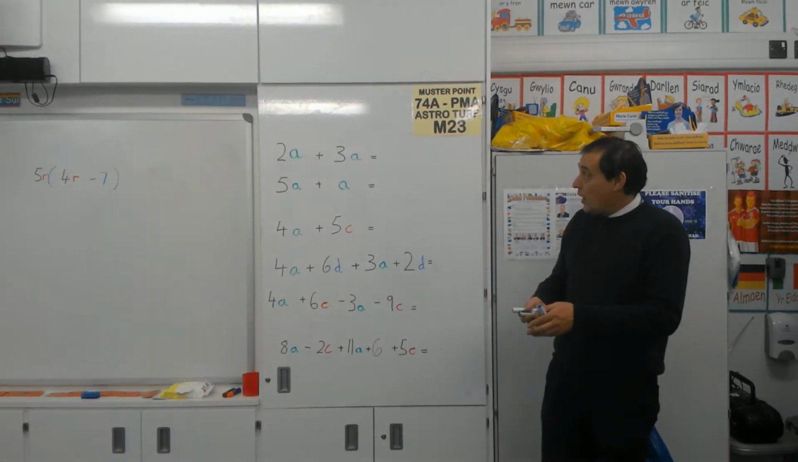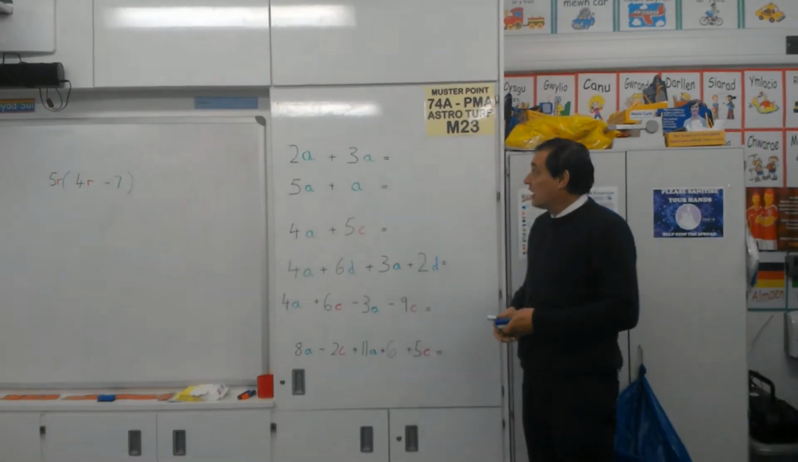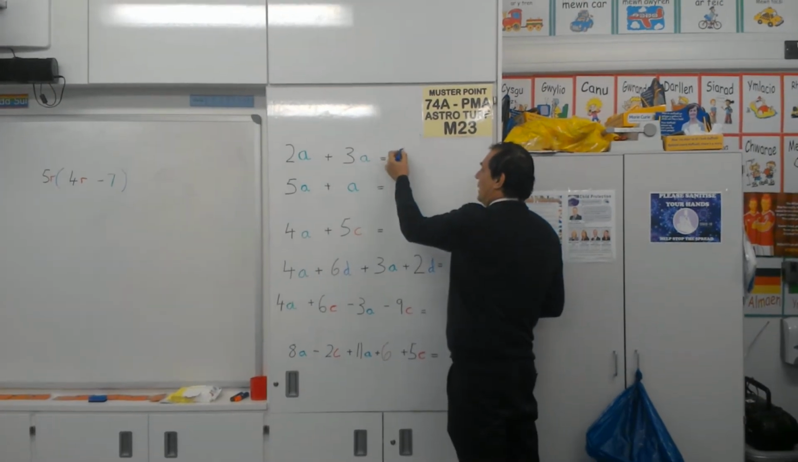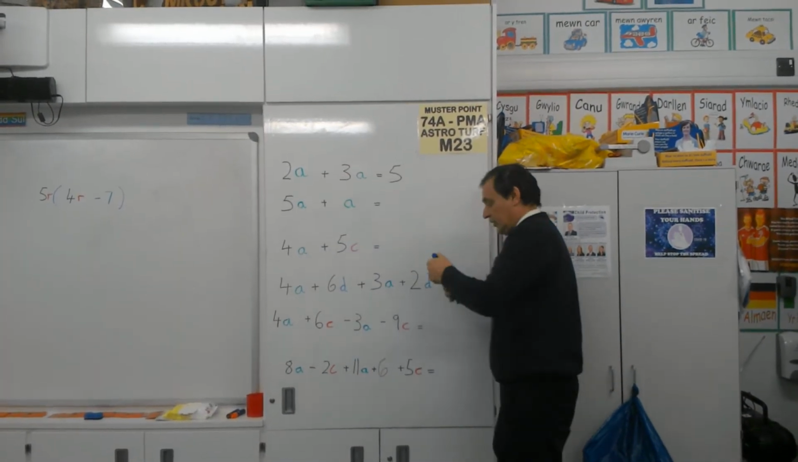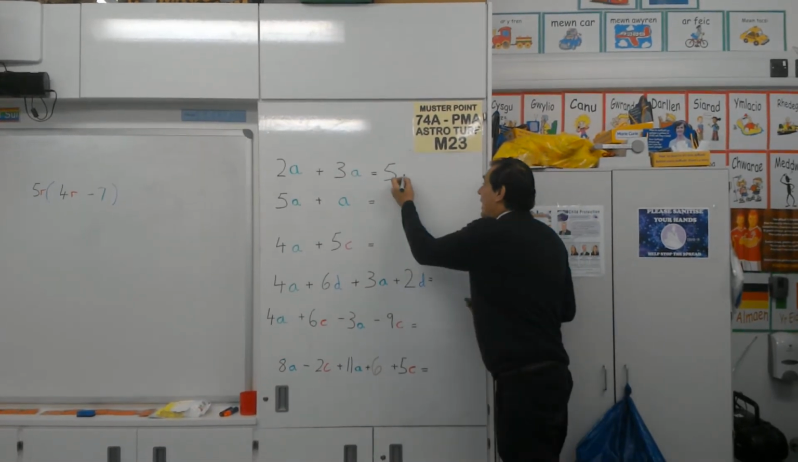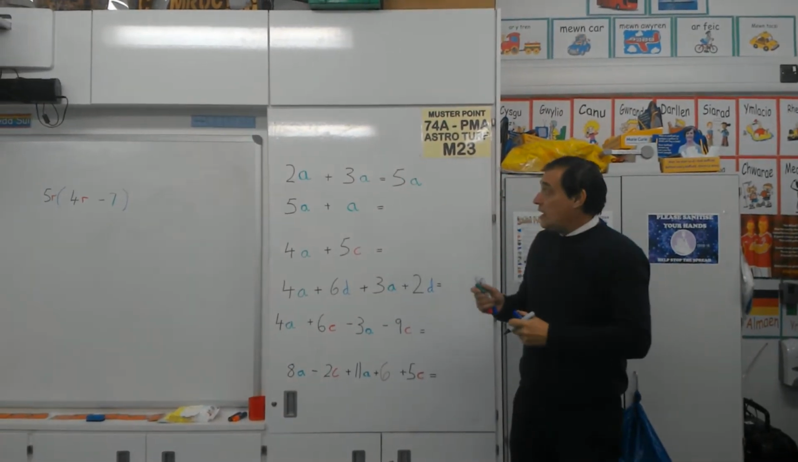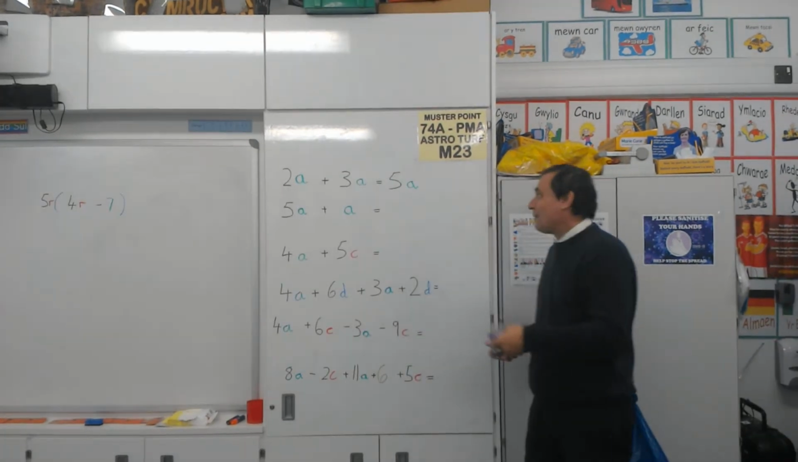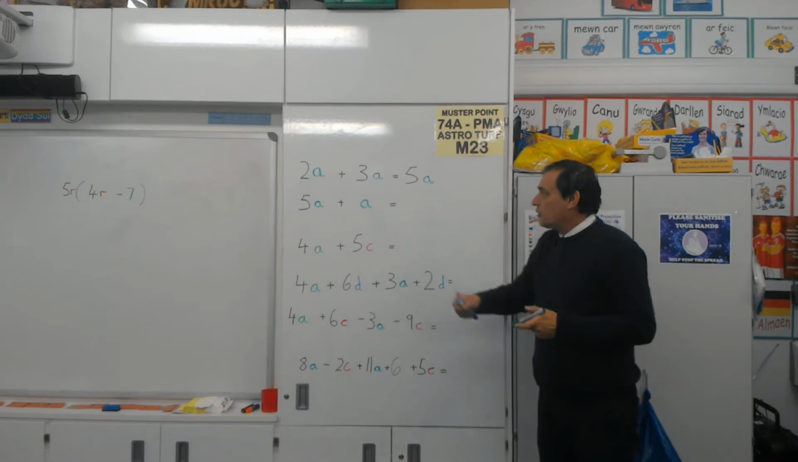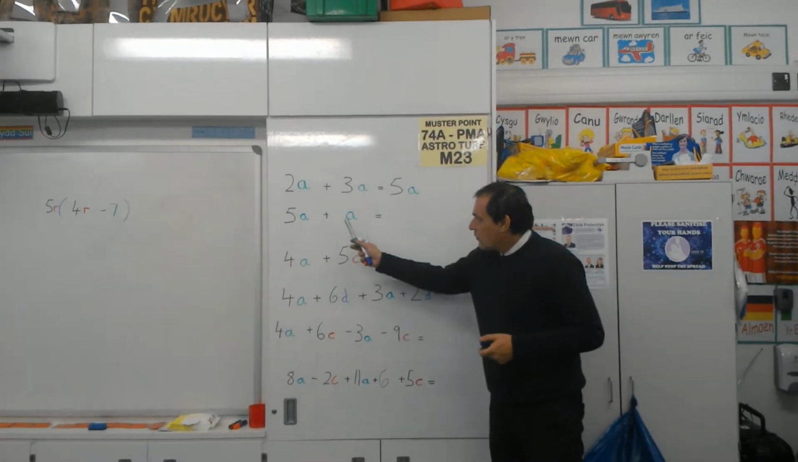If I've got 2a and I add 3a together, all I've got to do is add the two black numbers up, that gives me 5. And as the a's are the same colour because of the same letter, I just write an a there. So in other words, 2a, or 2 apples plus 3 apples, you get 5 apples. So that's okay there.